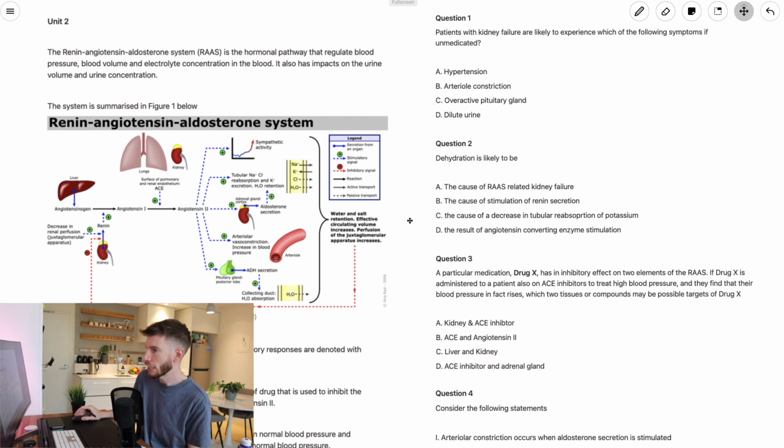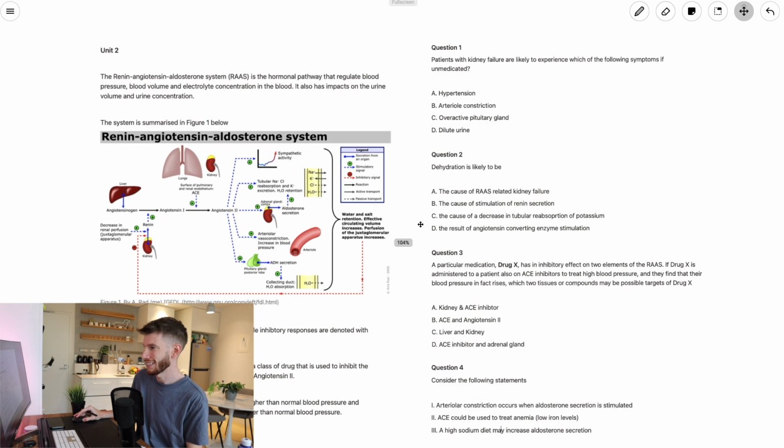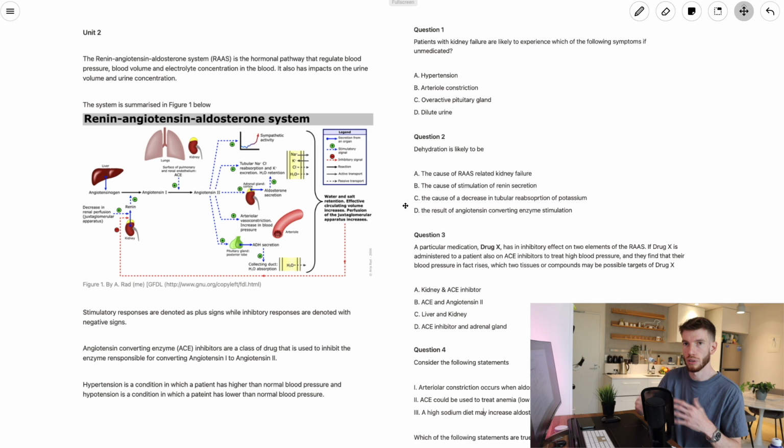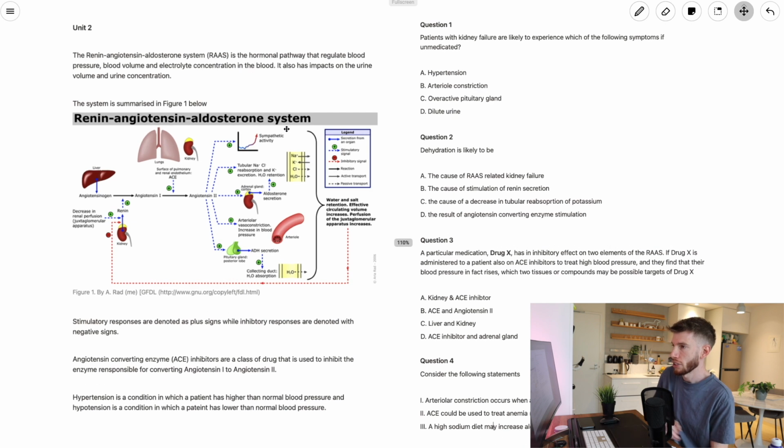So it's effectively a more detailed look at the same system, but bringing in more of the biology and the cell signaling pathways of it. So the renin-angiotensin aldosterone system, or RAS, is the hormonal pathway that regulates blood pressure, blood volume, and electrolyte concentration in the blood. It also has impacts on the urine volume and urine concentration.